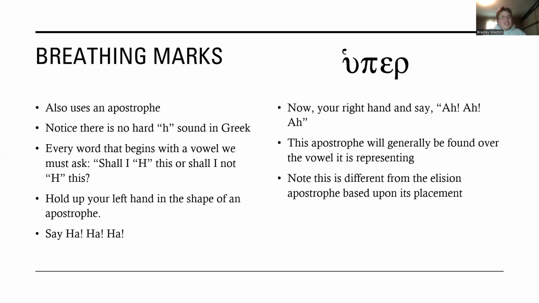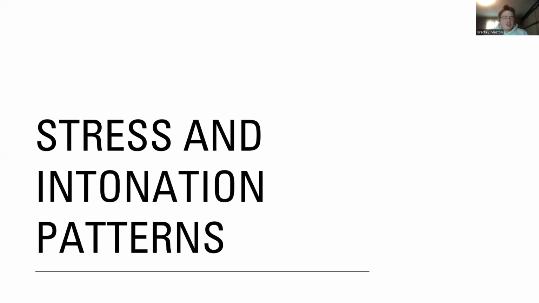Note that this is different from the elision apostrophe based upon its placement. The elision apostrophe will generally cut this way, and it will be more or less between the words. You would never have a rough breathing mark between two elided words, or two words that have been combined. All right, so now you've got breathing marks, which is a big deal.